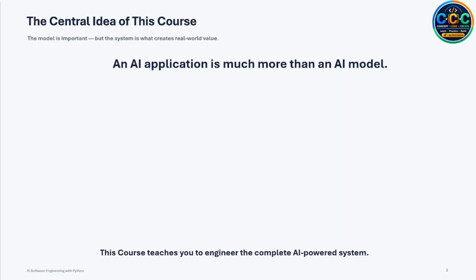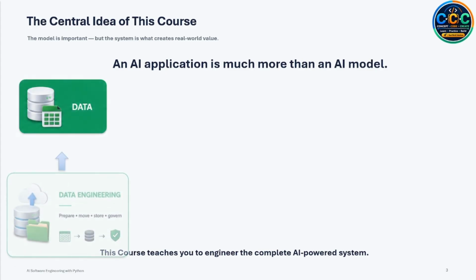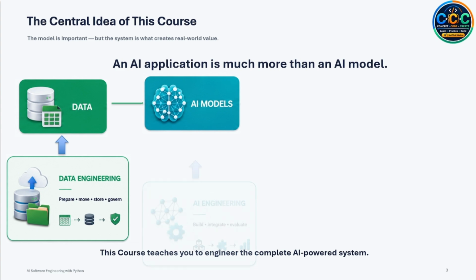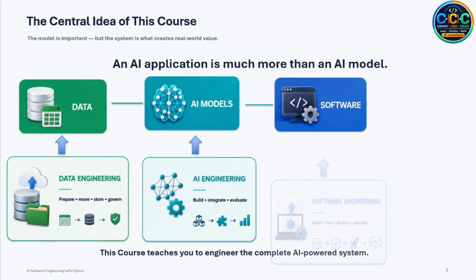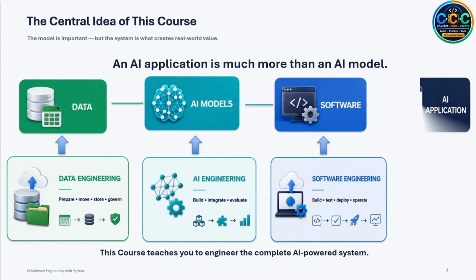Here is the most important idea in this course. An AI application is much more than an AI model. The AI model is maybe 10 to 20% of what makes a product work. The rest, data engineering, integration, software application development, deployment, is the other 80%. This is exactly why the job market is shifting towards people who can own the whole pipeline, not just train a model. So this course teaches you to engineer the complete AI powered system.